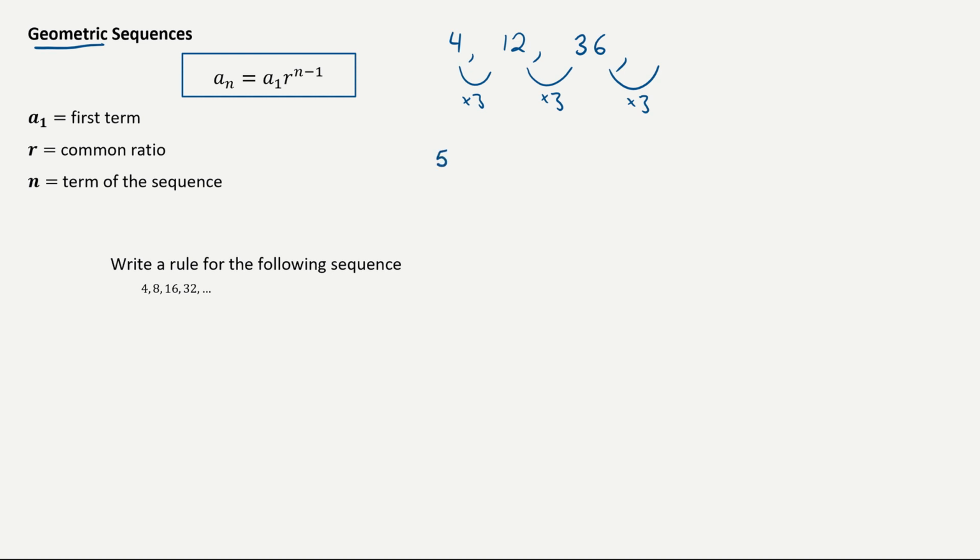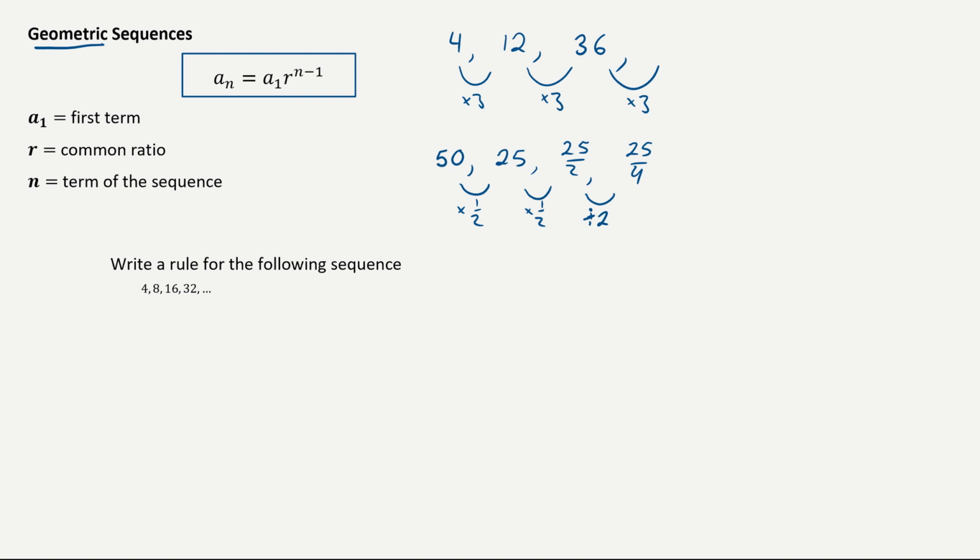So maybe you're at 50, 25, 25 over 2, 25 over 4. So in this case, I'm multiplying each number by 1/2, or you could think of it as dividing by 2 each time. That's a geometric sequence. So different from arithmetic, because arithmetic is where you add or subtract to get to each number, but geometric is where you multiply or divide to get to the next number.